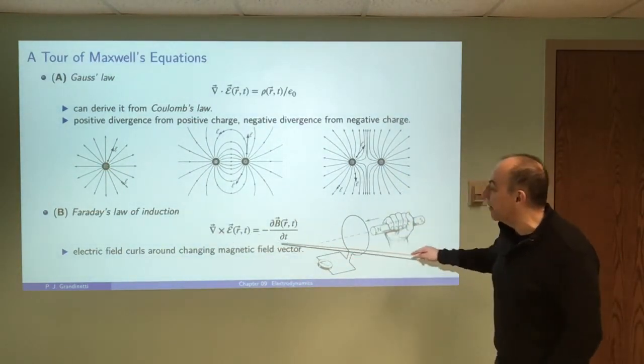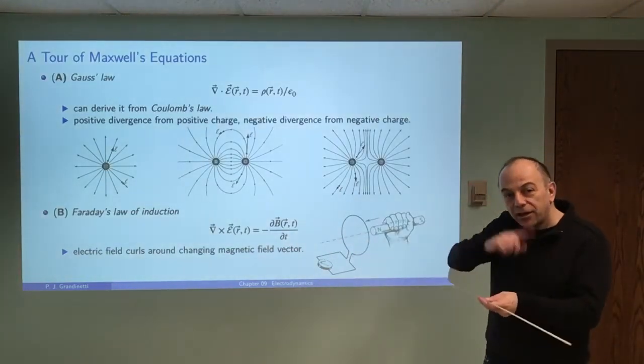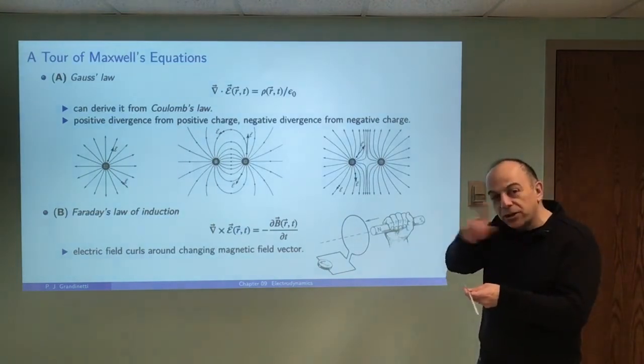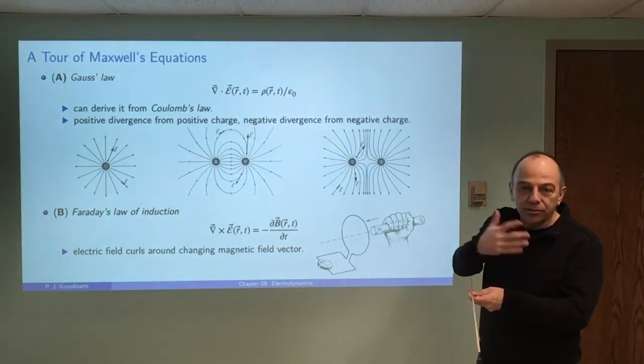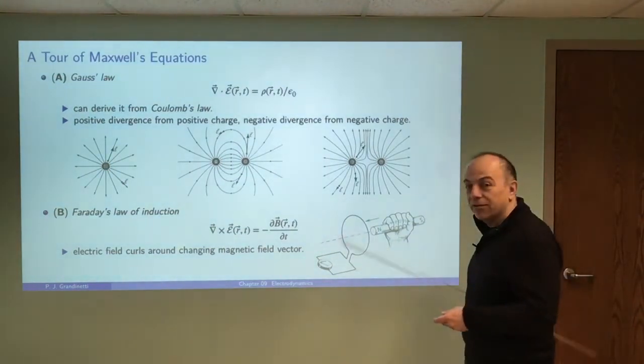That's the second one here, and it's just telling you that a changing magnetic field will induce an electric field swirling around it, which, if you have a conducting wire, will make current flow in that wire due to the electric field swirling around.